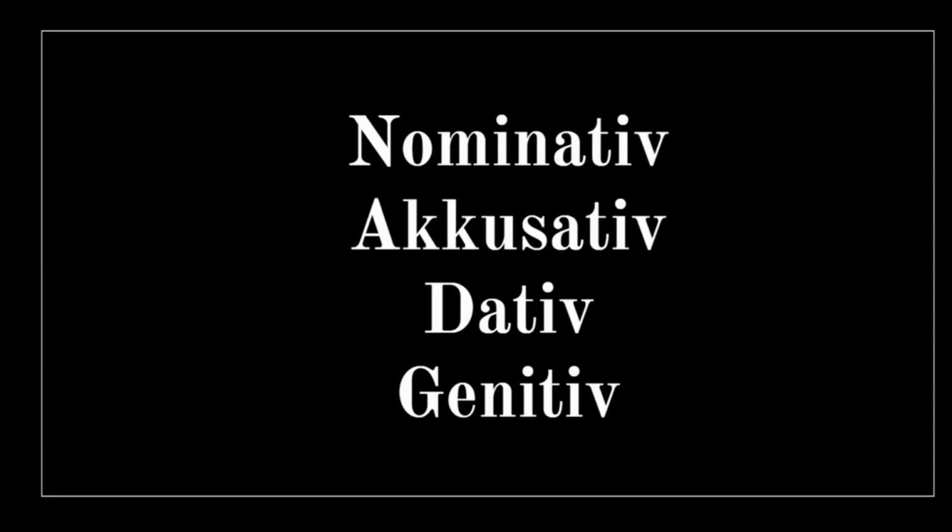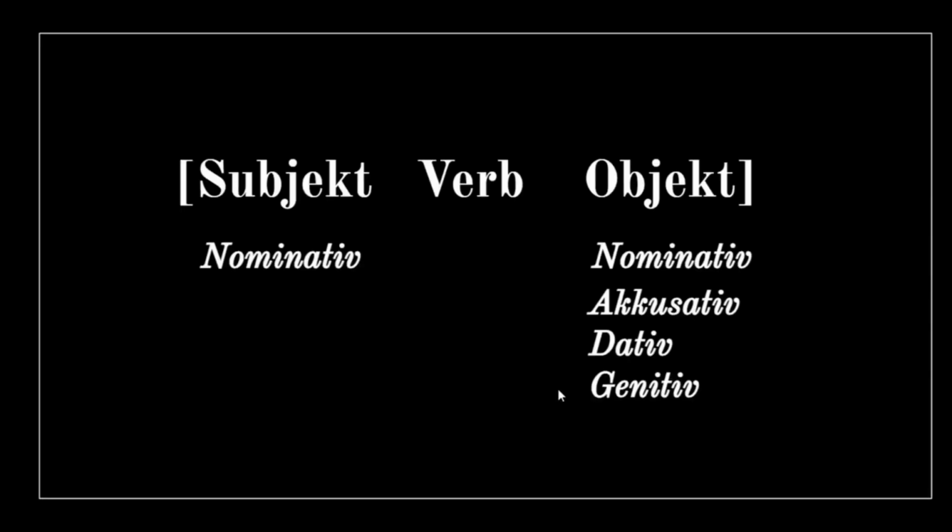So let's begin. First of all, the cases in German. In German, there are 4 cases. They are called nominative, accusative, dative, genitive. Nominative, as I have mentioned in the previous video, is the original form of any noun, and that's why the subject is always nominative in a given sentence. Now, the object in a given sentence could be either nominative, accusative, dative, or genitive.